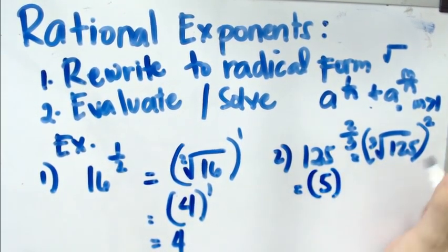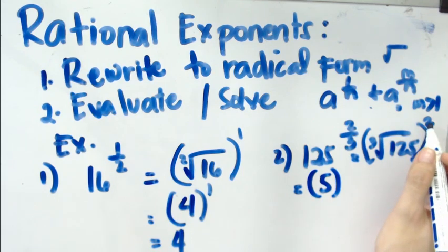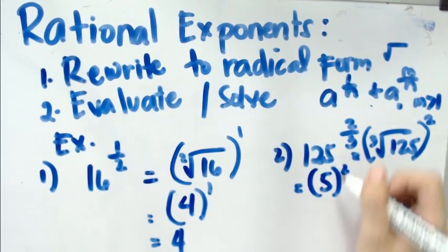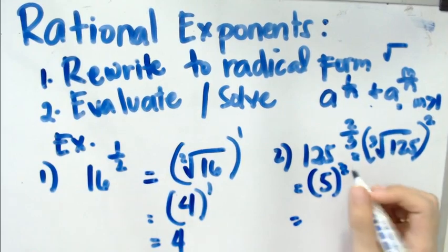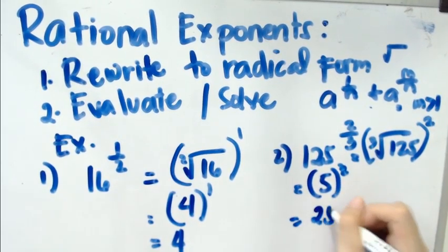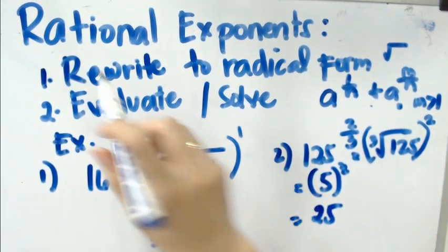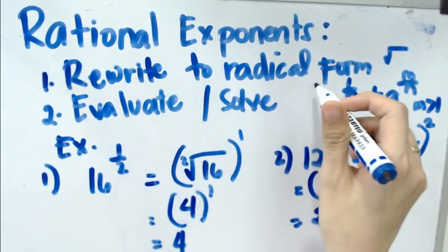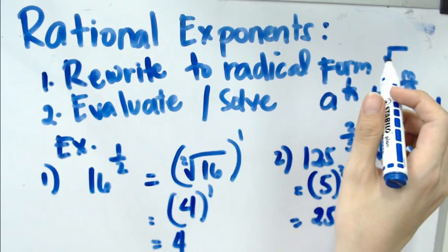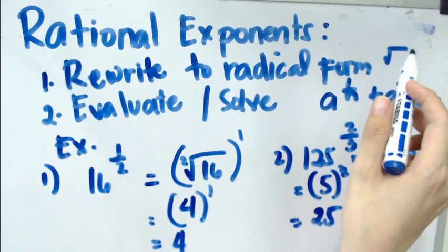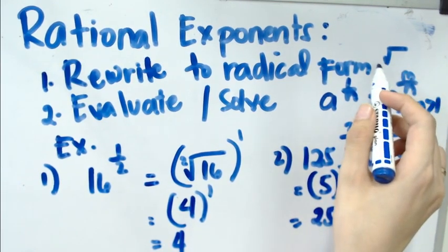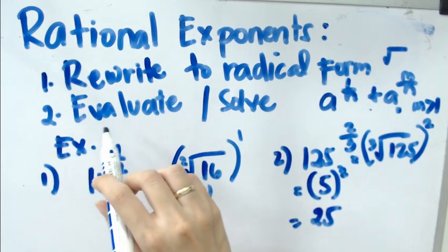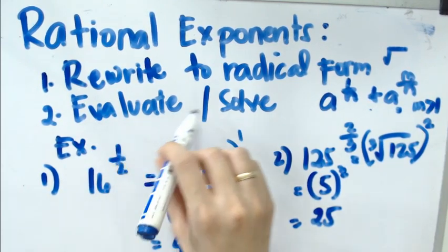And then we're not yet done because we have here the square. We need to square the 5, and then the answer will be 25. Again, whenever we are dealing with rational exponents, the first thing to do is we write it into radical form. When we say radical form, these are the numbers with the radical sign. And then the second thing we are going to do is to evaluate or to solve.